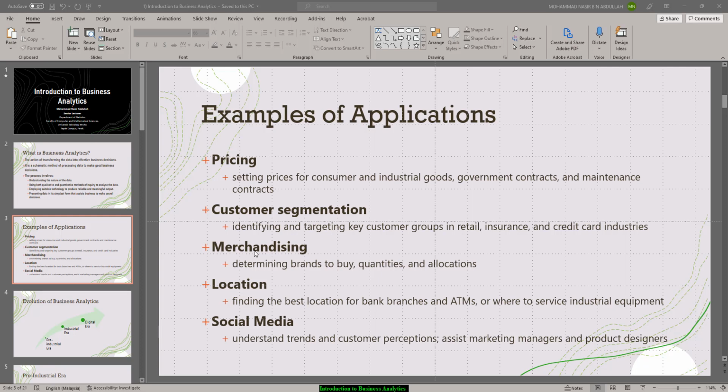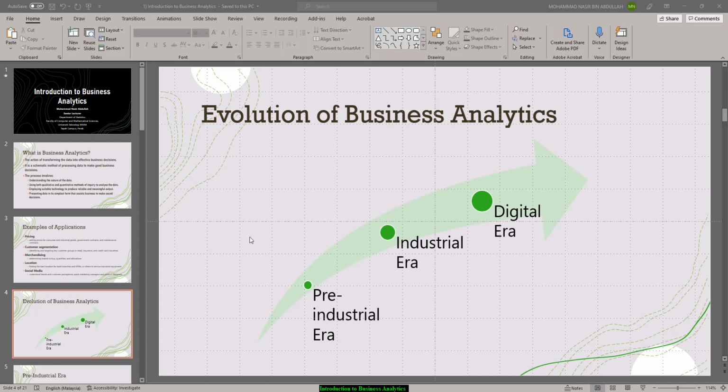So nowadays, many applications of business analytics are in social media, right? People can understand trends and customer perception using a survey, using a link card, where we collect the data online. This is to assist marketing managers and product designers to make a proper plan for future success.